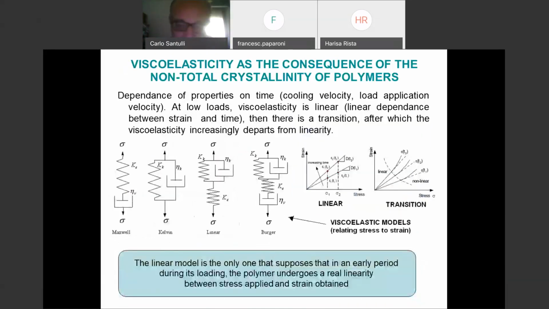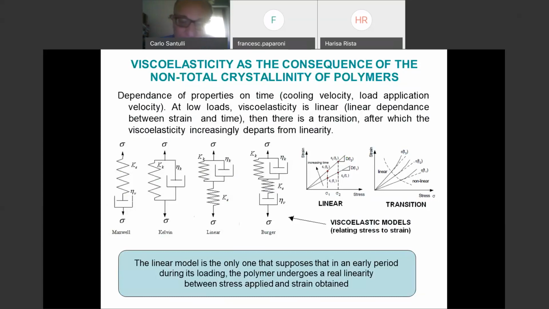In practical terms, there are a number of models which can represent this. So the Maxwell, which puts together the elastic and the viscous behavior in series, the Kelvin, which puts them in parallel. Then you have the linear model, which assumes a series plus a parallel between elastic and viscous, and the Burgers one, which assumes there is a series plus a parallel. But apart from all these distinctions, what is important to remember is that initially you have a linear relation between the strain and the time. So the strain is affected by the time, by the frequency, etc.